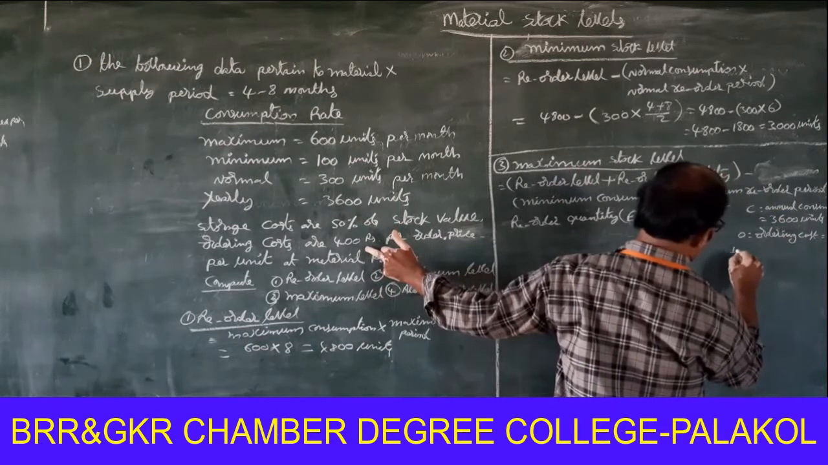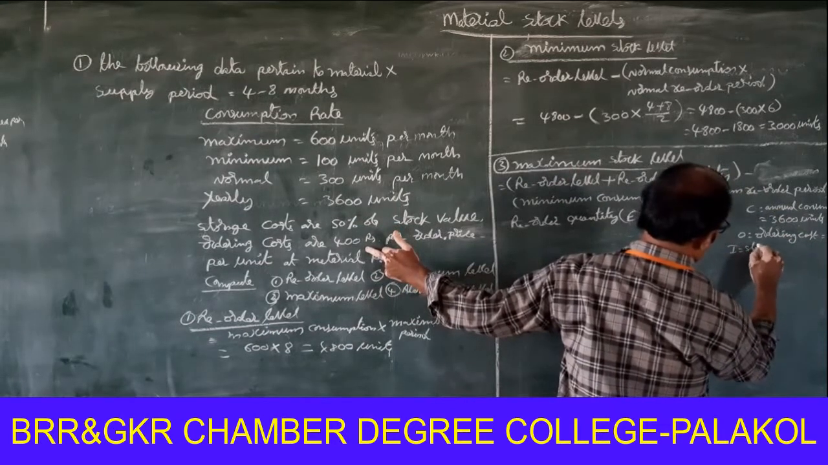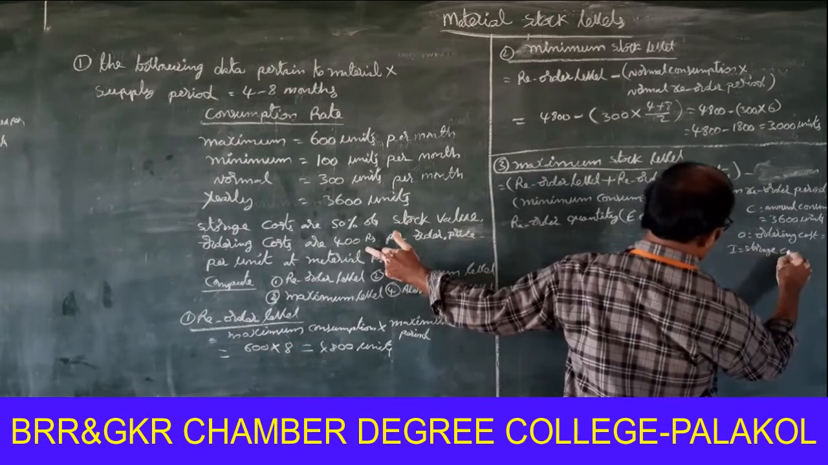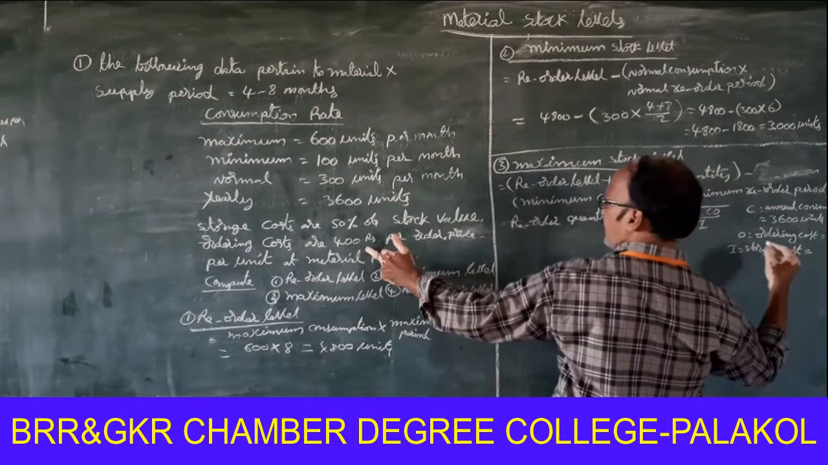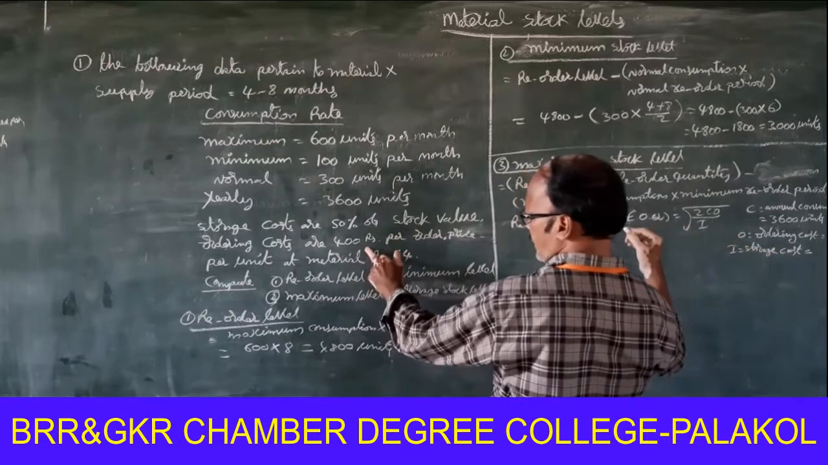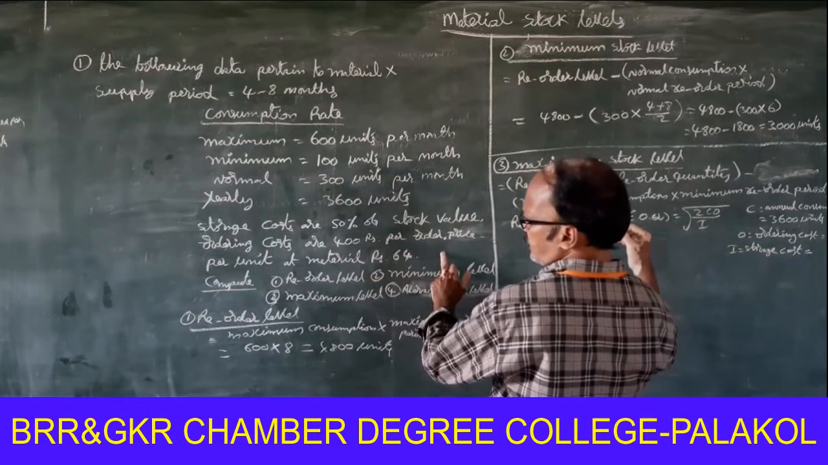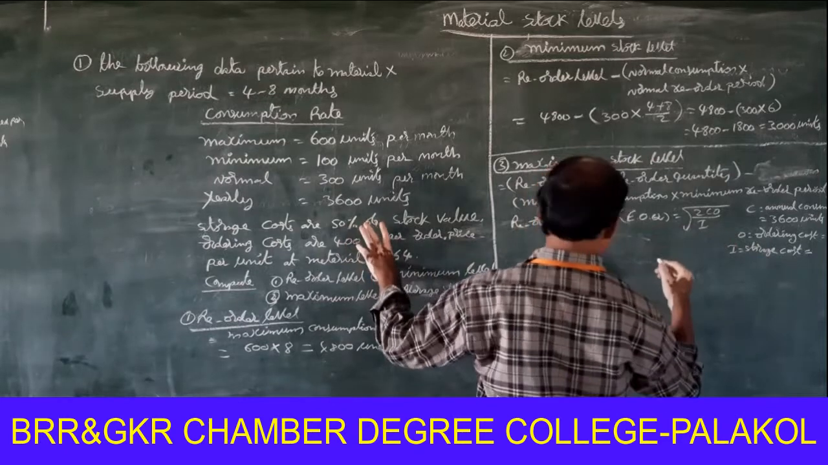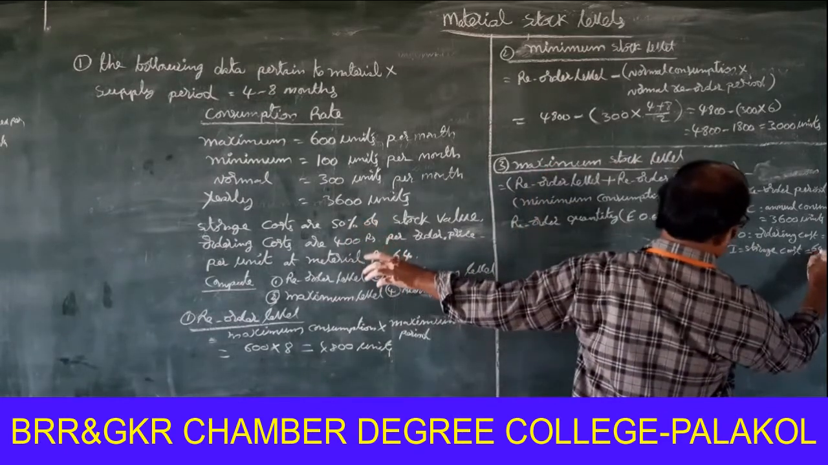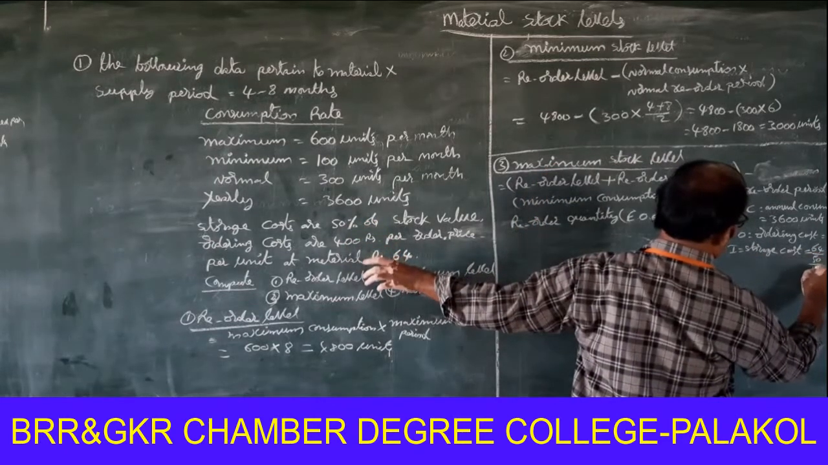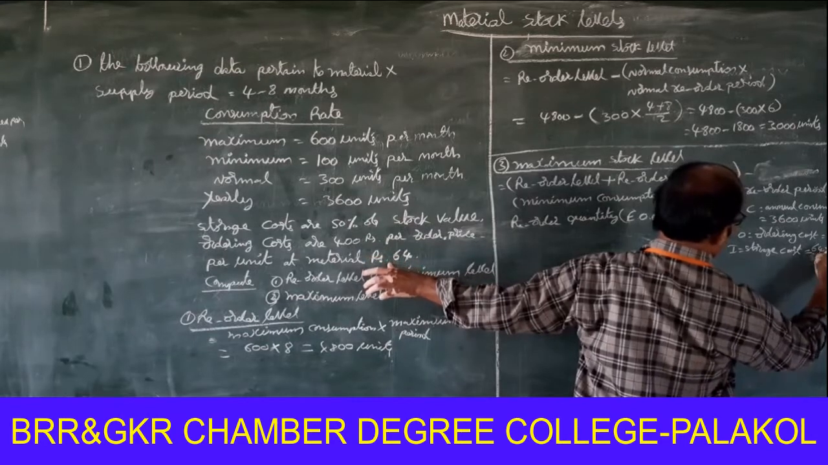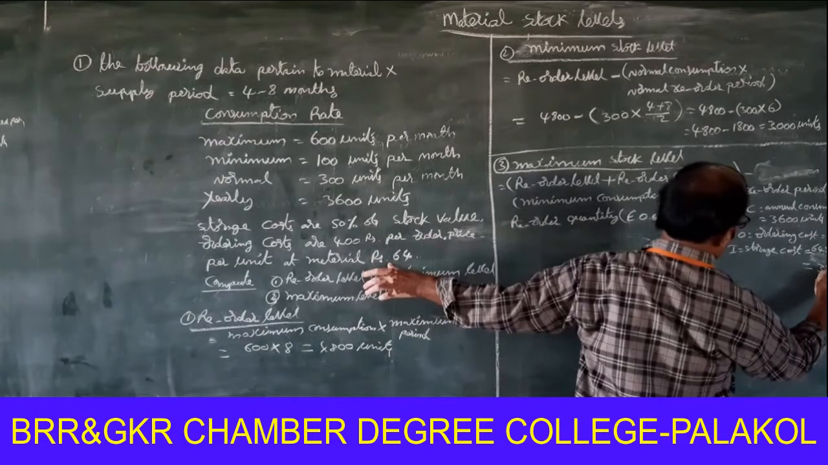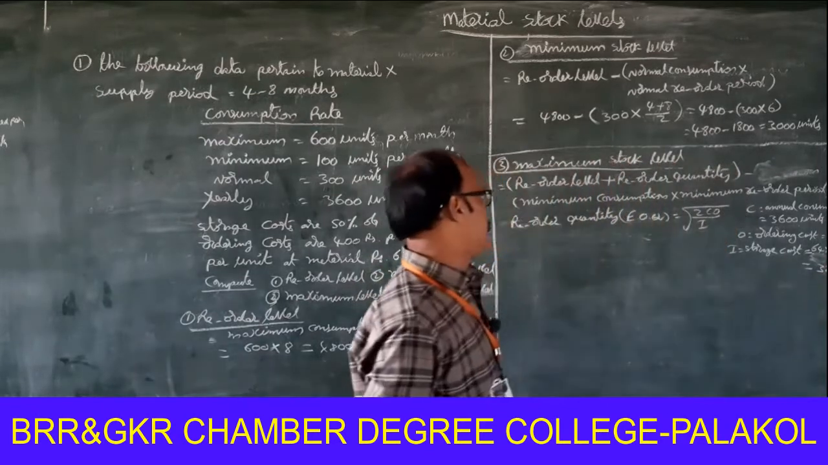Next, I is equal to storage cost. I is equal to storage 50%. That's why 64 into 50 by 100. That is equal to 32. Once again, I am telling that.